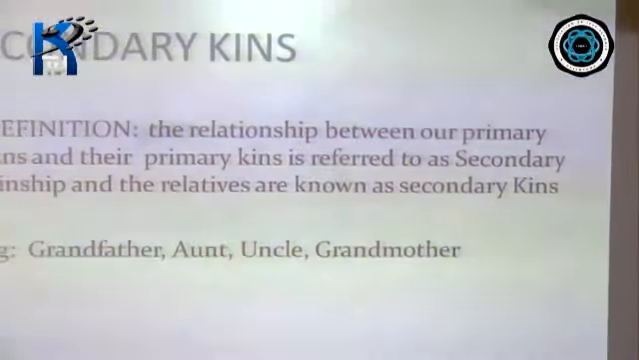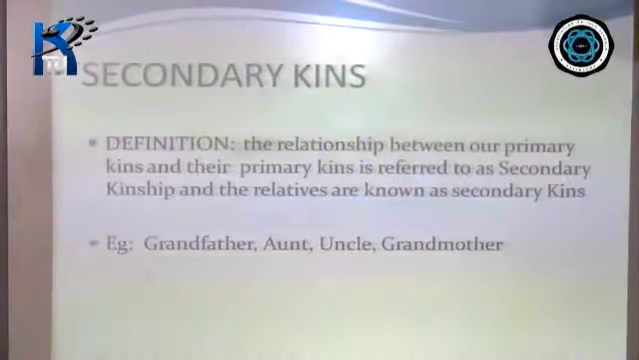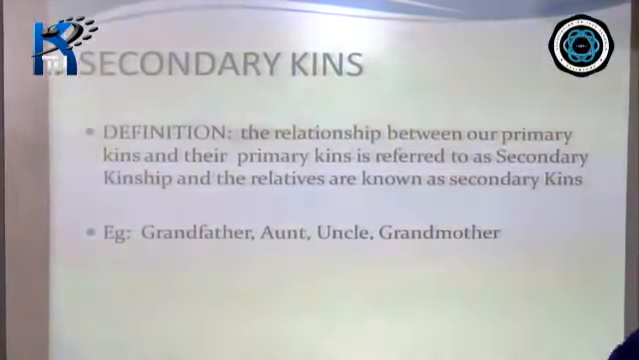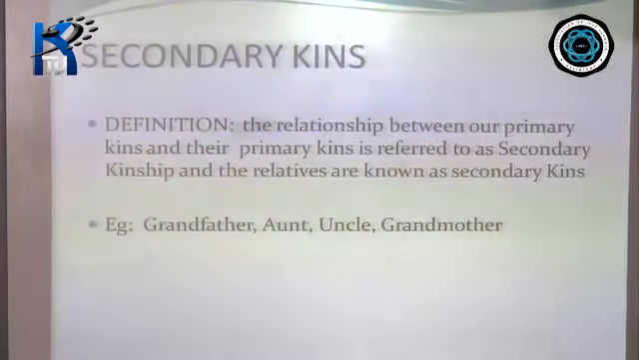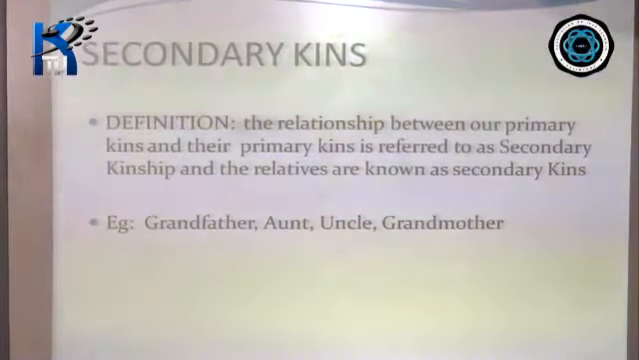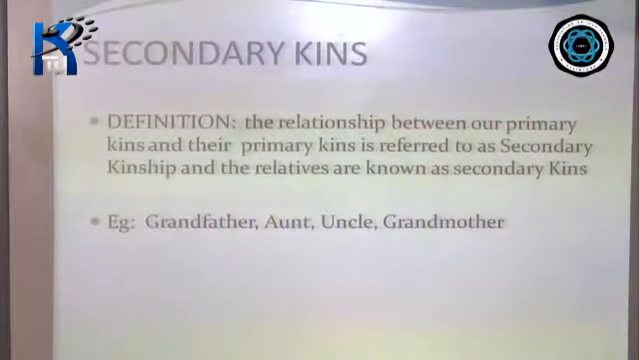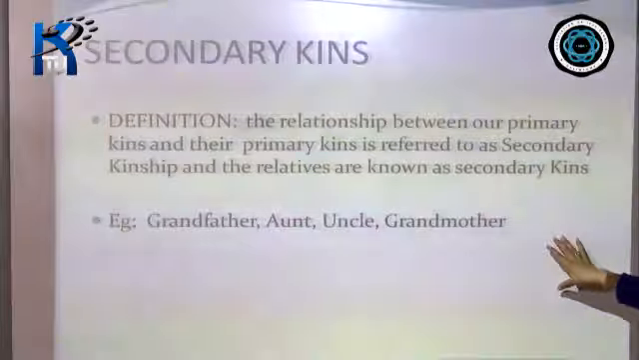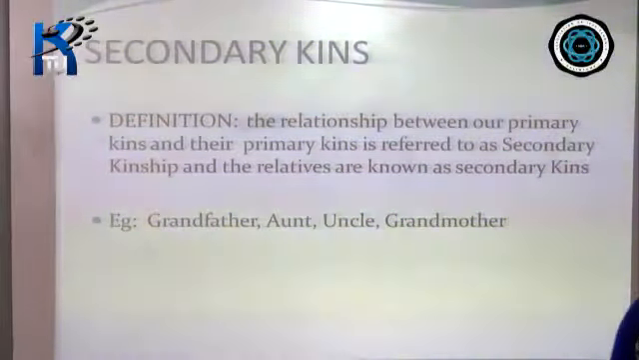Second, we move on to the secondary kinship. Secondary meaning the relationship between our primary kins and their primary kin is referred to as secondary kinship, and the relatives are known as secondary kins. Grandfather, aunt, uncle, grandmother, this will become your secondary kin. For this, I would like you to draw your attention towards the next diagram.